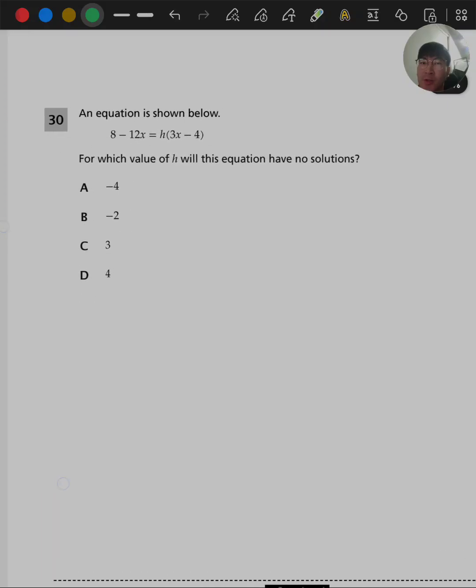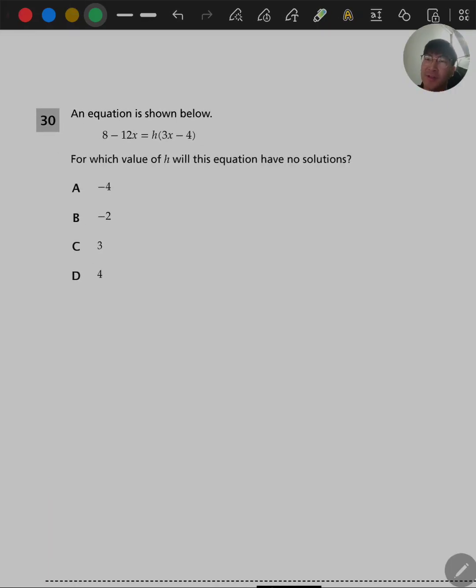Okay, so question 30. Ooh, my eighth grade students. This should be a throwback. Okay, so an equation is shown below. For which value of h will this equation have no solutions?